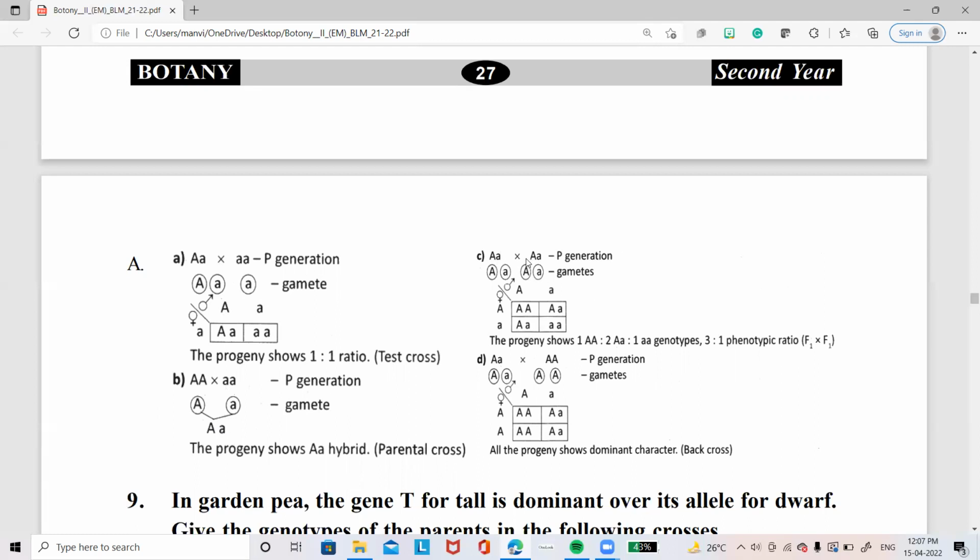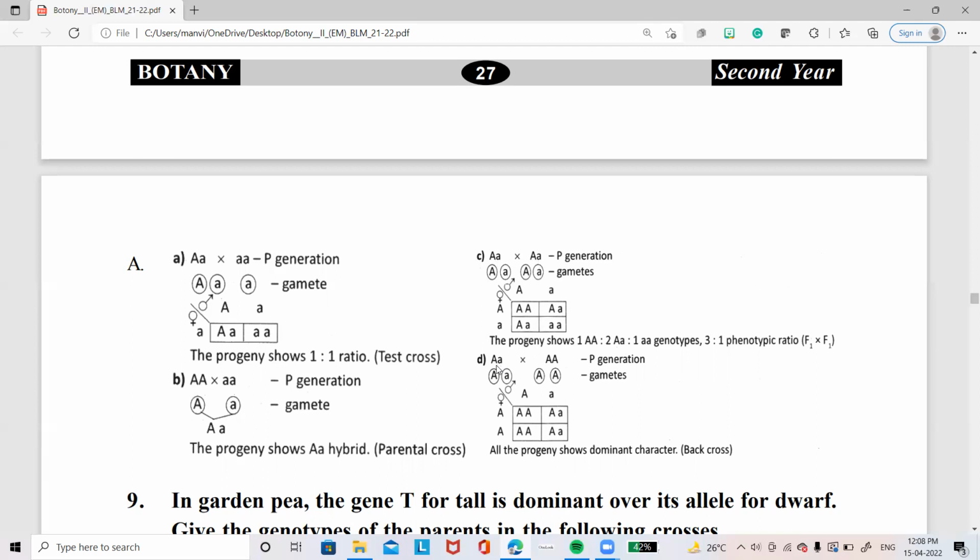Heterozygous dominant with heterozygous dominant. We did this in the F1 with F1 cross. We will get 75% dominant, 25% recessive, or 25% homozygous dominant, 50% heterozygous dominant, and 25% homozygous recessive. That means a phenotypic ratio of 3:1 or a genotypic ratio of 1:2:1.